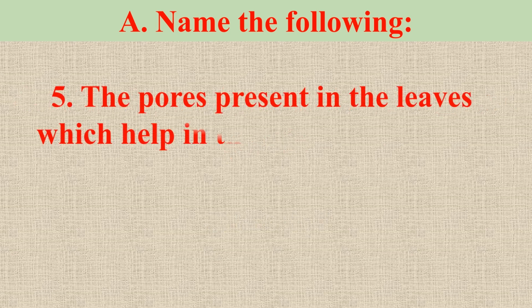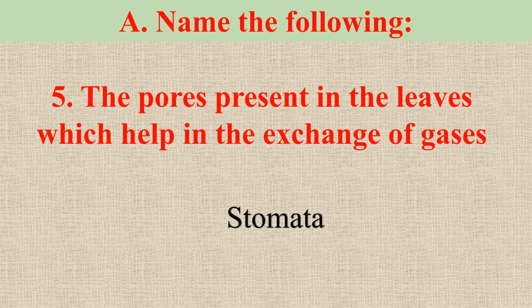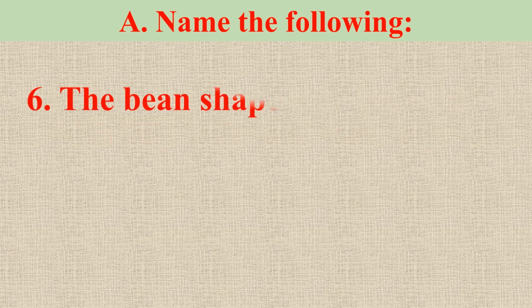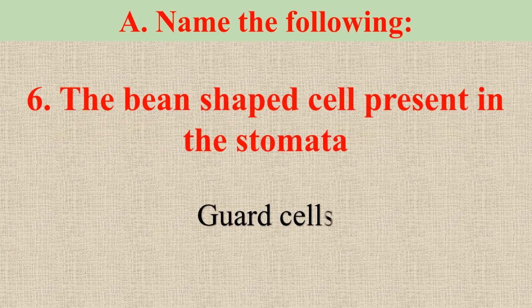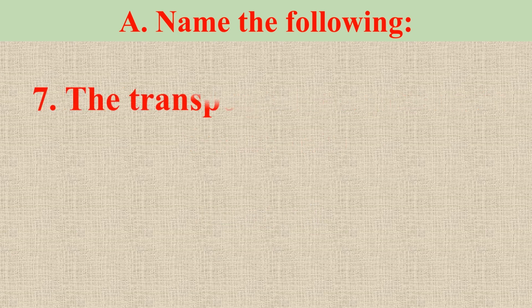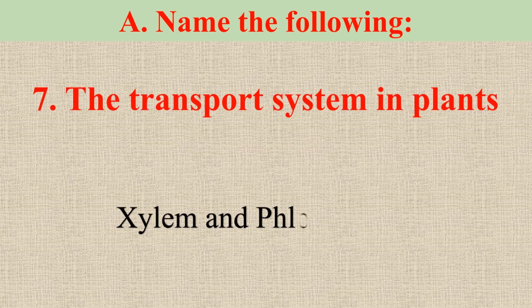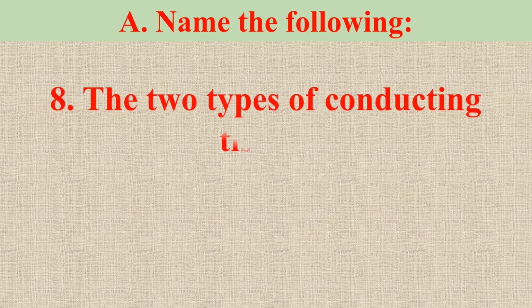The pigment present in the green plants. Chlorophyll. The pores present in the leaves which help in the exchange of gases. Stomata. The bean-shaped cell present in the stomata. Guard cells. The transport system in plants. Xylem and phloem tissues.